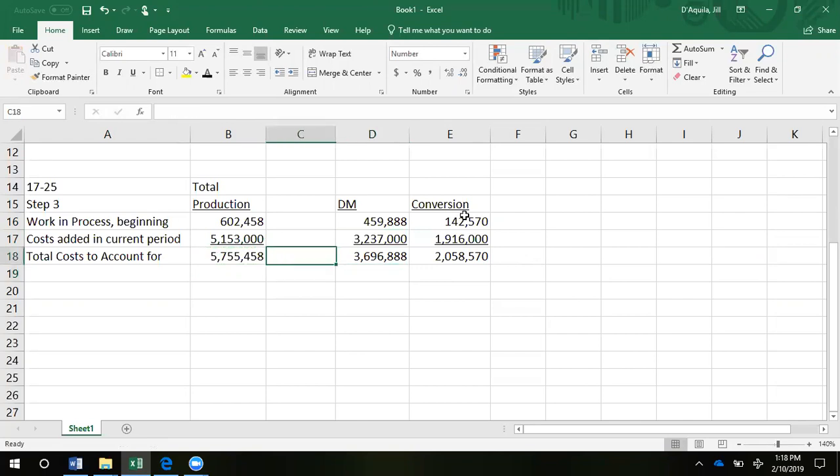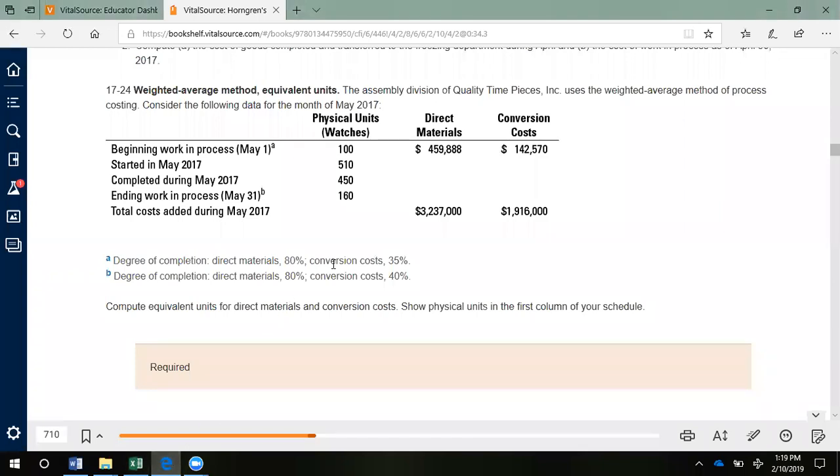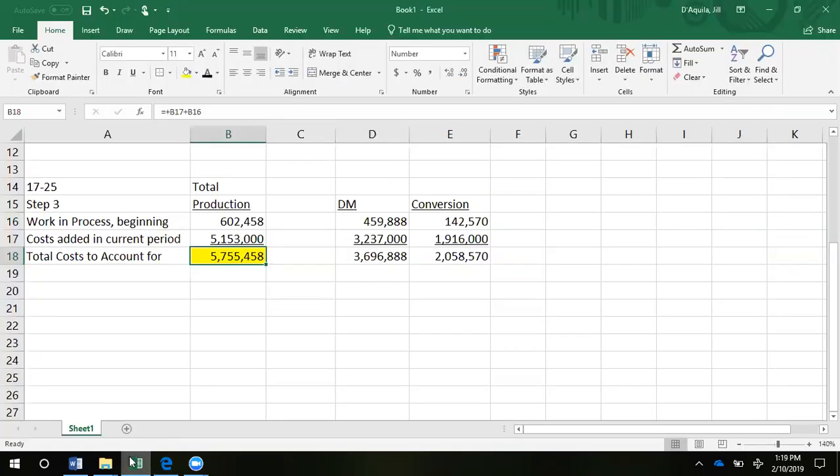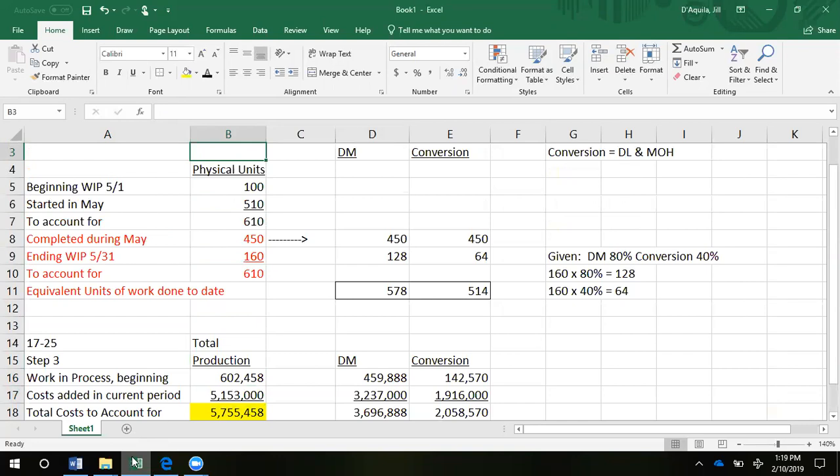And in the end, this is going to be the number that we're going to tie back into. So we've accomplished step 3, figuring out the total costs. Now let's figure out a cost per equivalent unit. And this is where we're going to use what we did in problem 24 rather. These numbers here, which I will highlight for us.